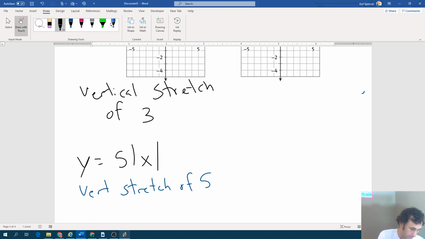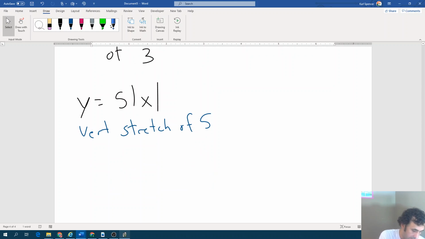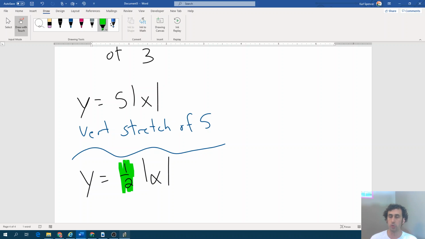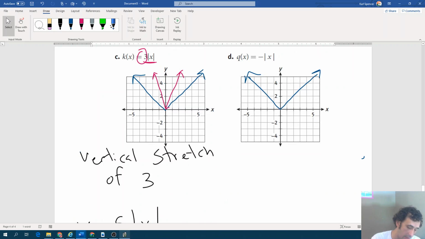Let's do just one more example of that. If I said y equals 1/2 times the absolute value of x, it's a vertical stretch of 1/2. It's going to make it a little bit shallower. But whatever that number in front is, that's a vertical stretch. It changes the slope, essentially. What's the slope of the equation?